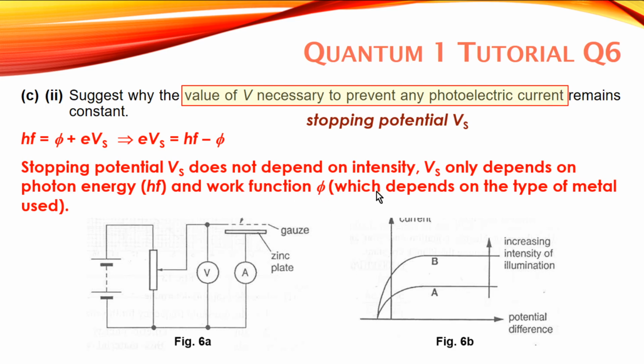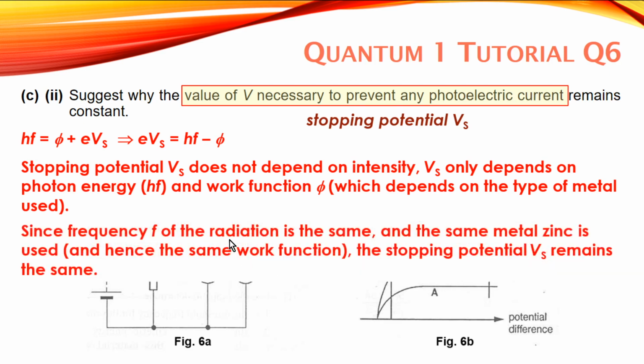And work function phi is dependent only on the type of metal you use, whether you use a zinc plate or some other metal. So in this case, since you are using the same frequency of radiation, HF, the energy of the photon, is the same. You're also using the same metal, the zinc, throughout. So the work function is also the same. So if this is the same and this is the same, Vs will also remain the same. Okay, so that is C part 2, and that is question 6.